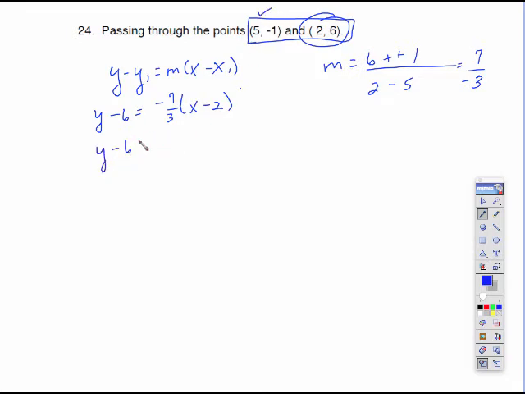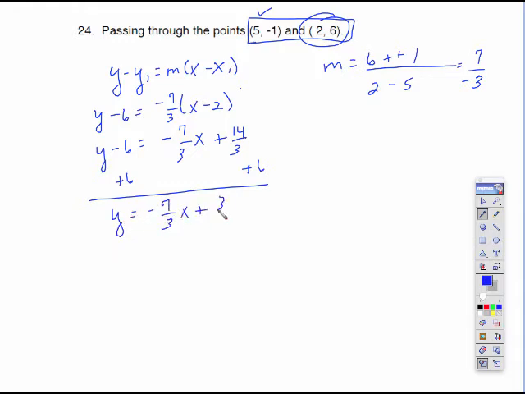Distribute the negative 7/3 through the parentheses is negative 7/3 x plus 14/3. Last step is to add 6 to both sides, which gives us y equals negative 7/3 x plus 32/3.